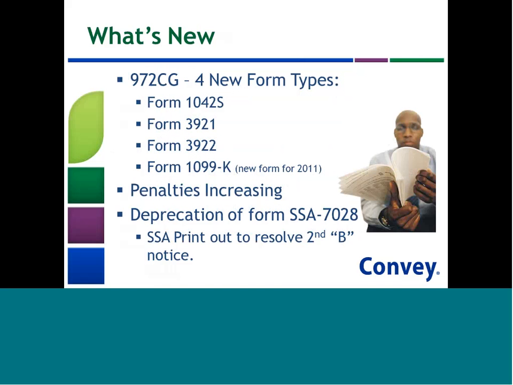Now there's a couple new things that I want to talk about real quick from what we covered earlier. One, the penalty notice has a few more form types: Form 1042-S for individuals that don't have a tax identification number, Form 3921, 3922, and the all-new Form 1099-K. Another important note is penalties are increasing. We've also seen the Form SSA-7028 being replaced by the SSA printout to resolve a second B notice.